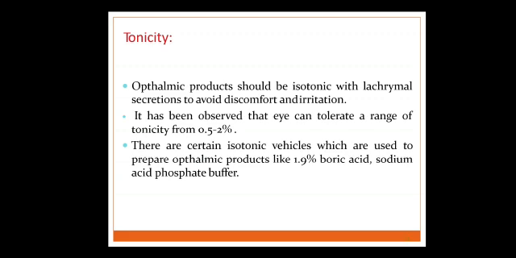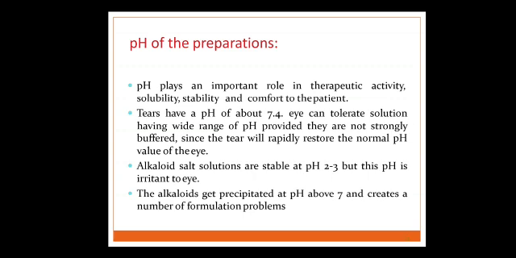Third characteristic is the tonicity. Ophthalmic product must be isotonic with lacrimal secretions to avoid discomfort and irritation. It has been observed that the eye can tolerate a range of tonicity from 0.5 to 2% sodium chloride. There are certain isotonic vehicles which are used to prepare ophthalmic products like 1.9% boric acid, sodium acid phosphate buffer, etc.